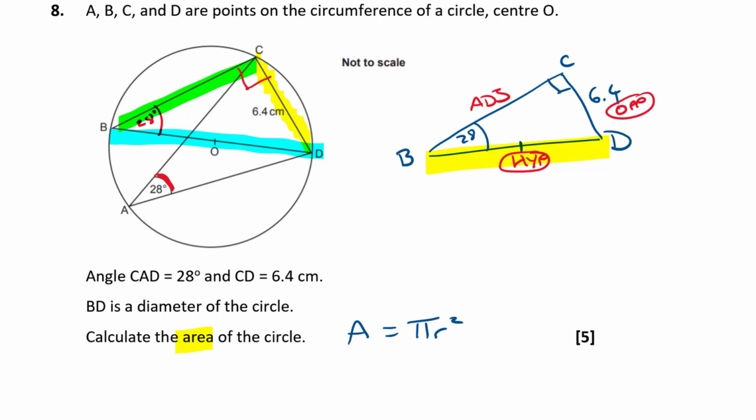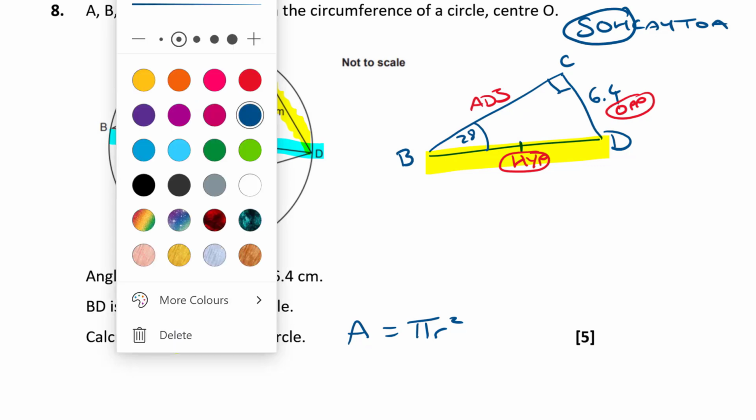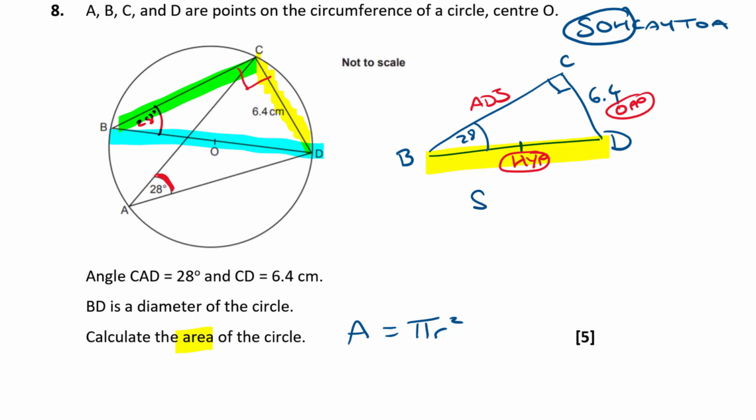Write down our mnemonic, SOHCAHTOA. I don't know how you remember this. I just tend to write it down like that. Which one has got to do with the hypotenuse and the opposite? It's this one here, sine. So let me write that down then. Sine of my angle is equal to the opposite over the hypotenuse.